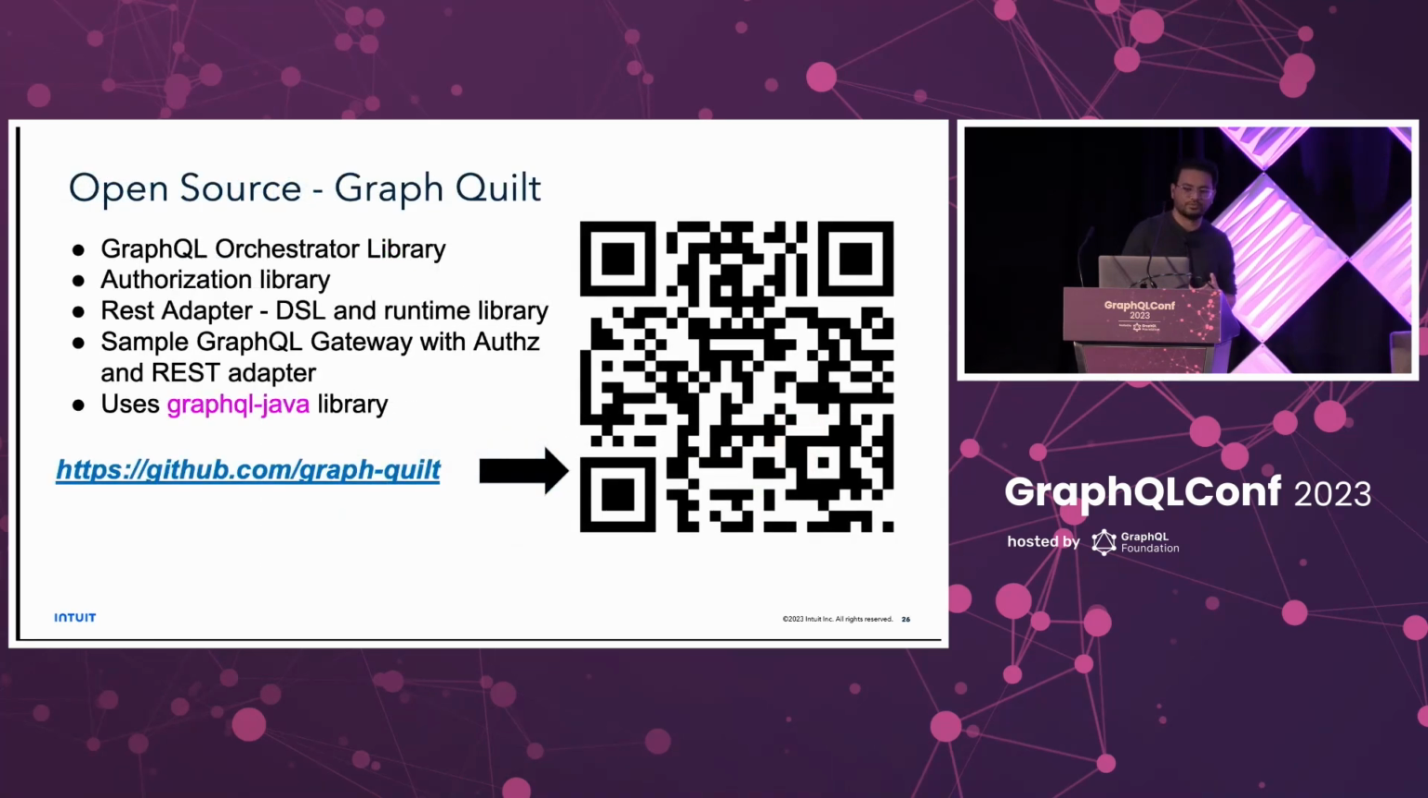I want to close out with sharing our open source GraphQL repository. We have open sourced all the components that are shared today: the orchestration library, the authorization library, and the REST adapter library. We use GraphQL Java heavily to build all of these because our orchestrator is written in Java, and the ecosystem is Java. So please go through the GitHub, create issues, get involved, and give us feedback on the repositories.